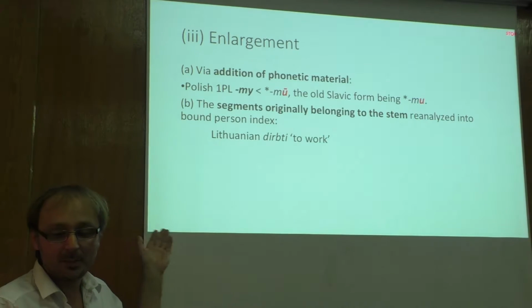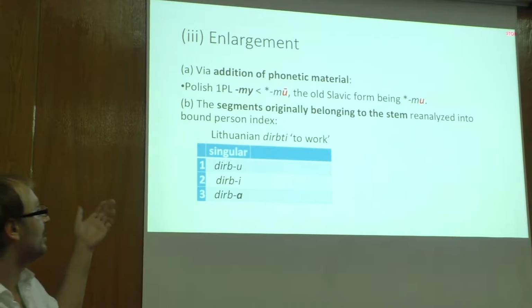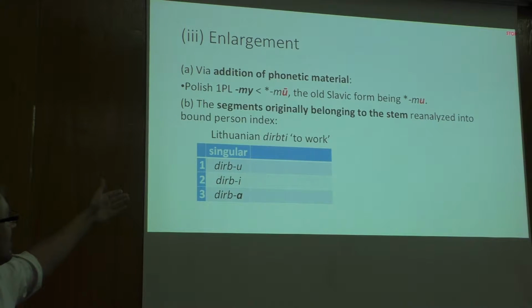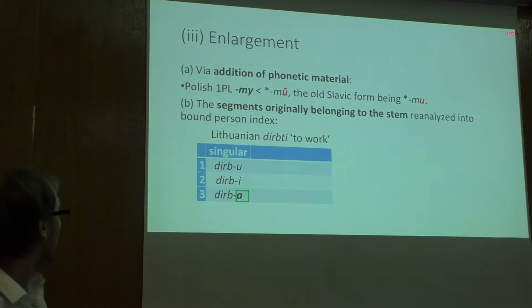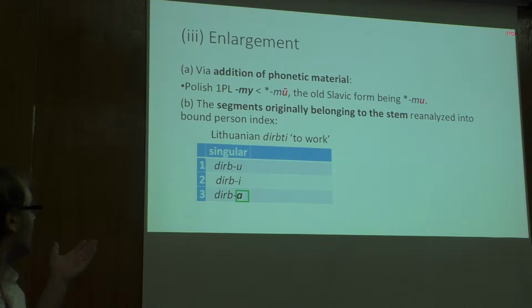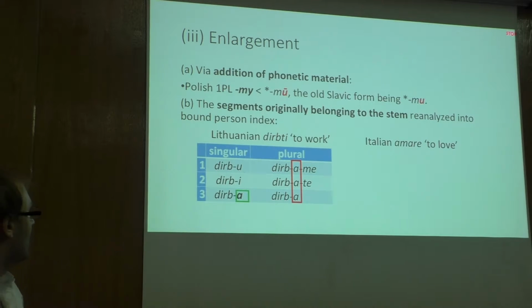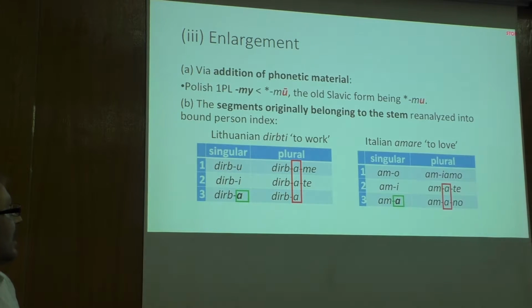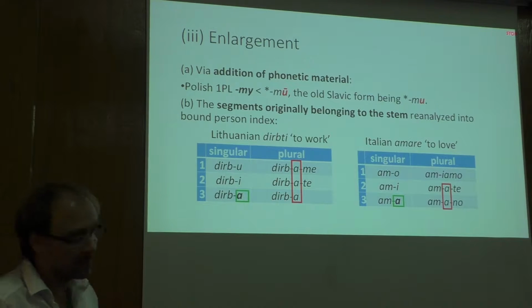Another thing which may let them grow is when segments that originally belong to the stem, like in this Lithuanian example, third person, may be just reinterpreted as dedicated person number indexes. In this case, it is the third person, and you can see that the r was originally just a derivational stem vowel. And the same happens, for example, in Italian. Basically, you have to analyze it like this.